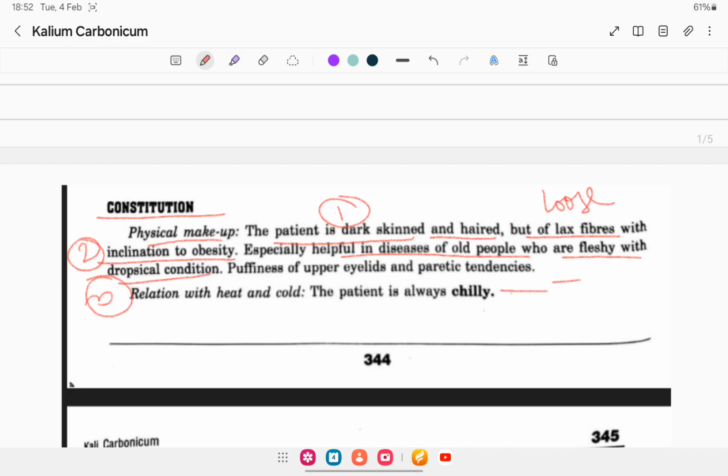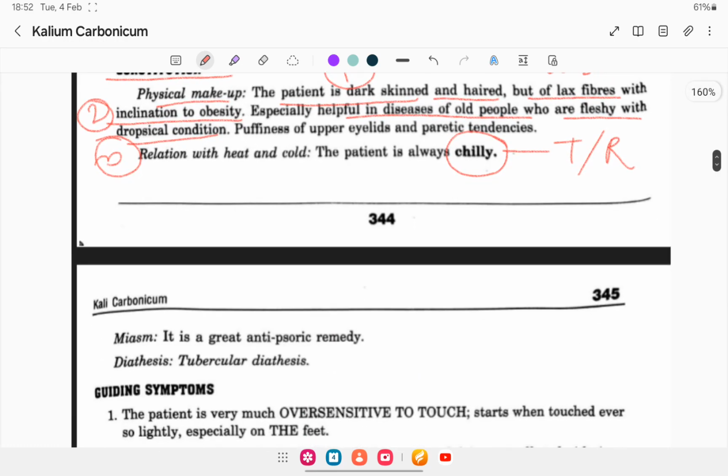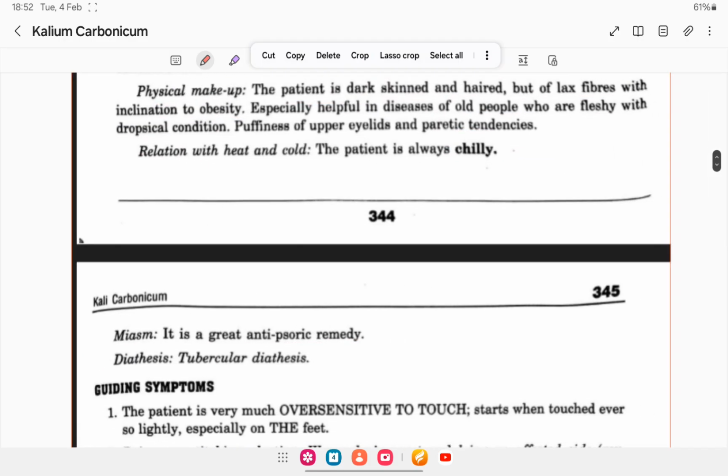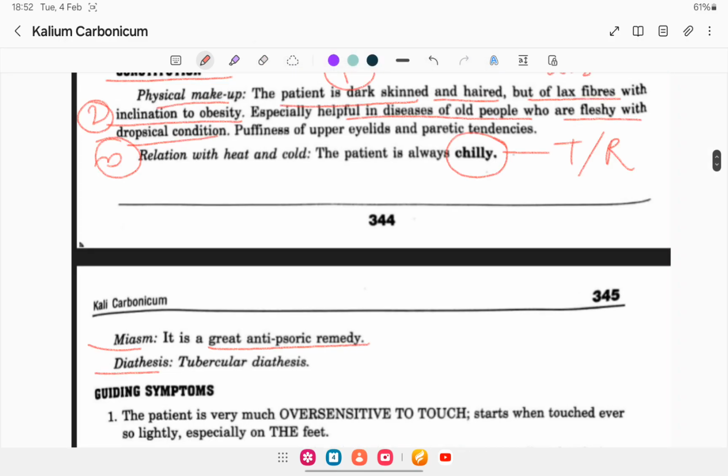Thermal reaction of this patient is chilly. This is one of the physical characteristic symptoms. And miasm, it is a great antipsoric remedy. Diathesis wise, tubercular diathesis.